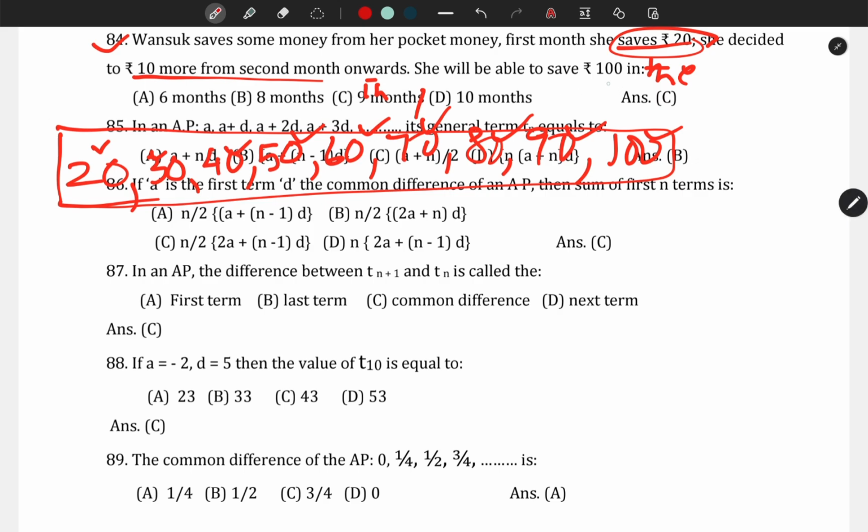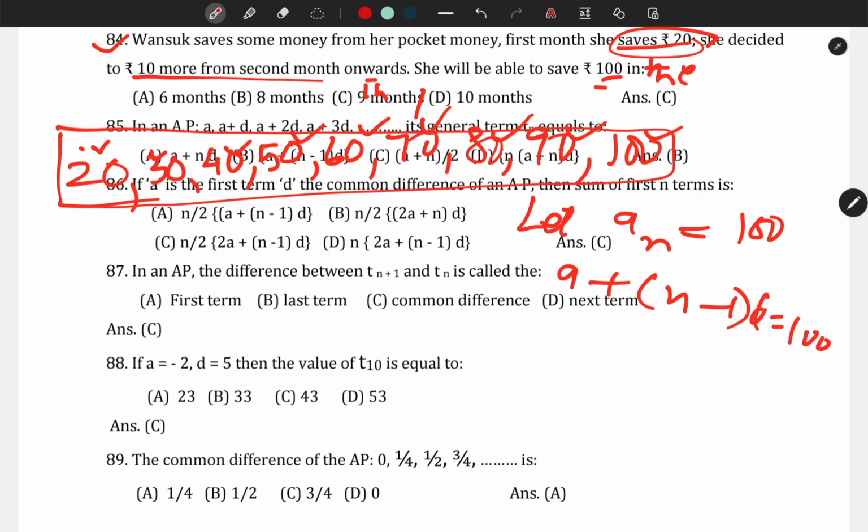If this number was bigger than this, we can apply let an equal to whatever number. In this case it's given as 100. We can, a is 20, d is 10, and we can apply this formula, a plus n minus 1 into d equals 100, putting a as 20 and d as 10. We can get n, and you will see n will come out to be 9.